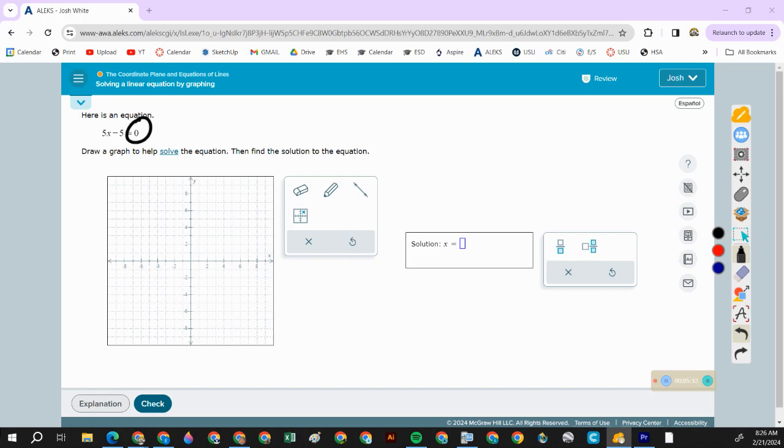So I have a 0 on this side already. So 5x, and my slope is up 1, 2, 3, 4, 5 over 1. So I draw that graph, and where does it hit the x-axis, right? Where is y equal to 0? At negative 1.